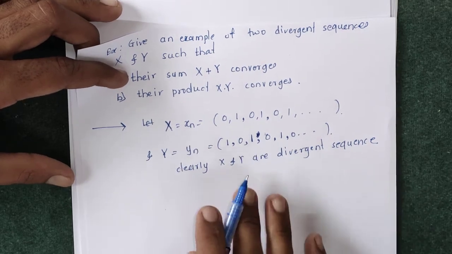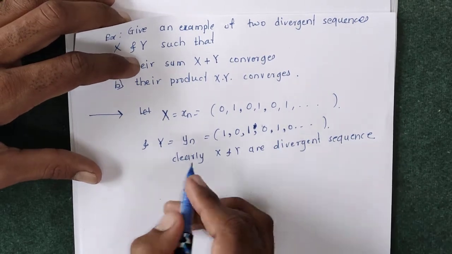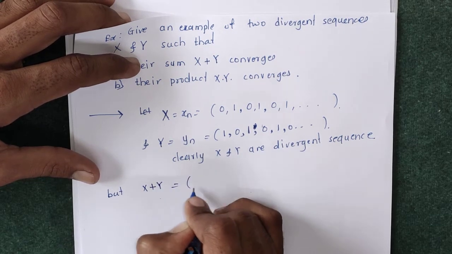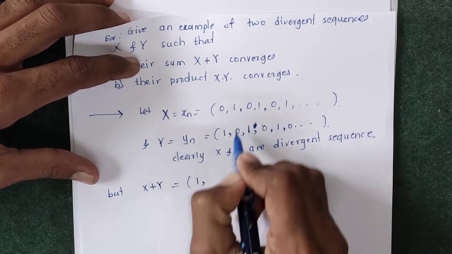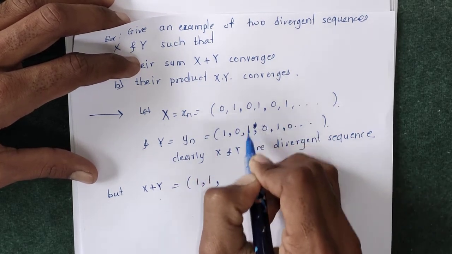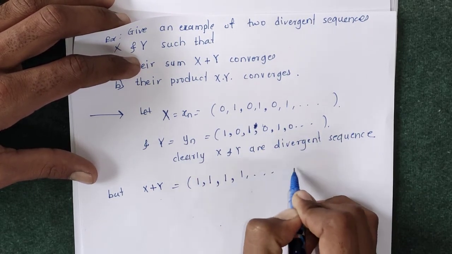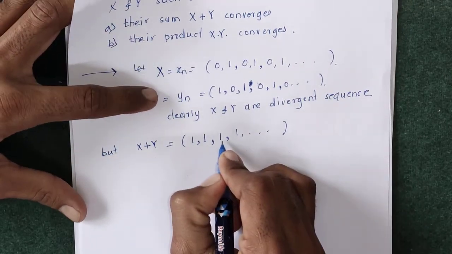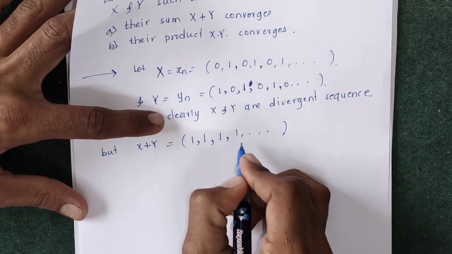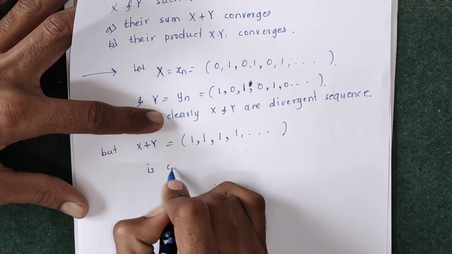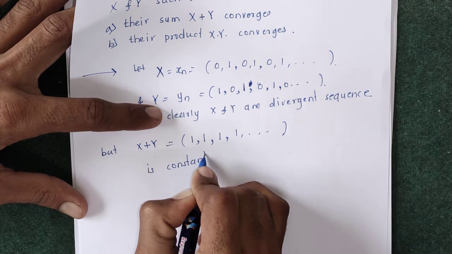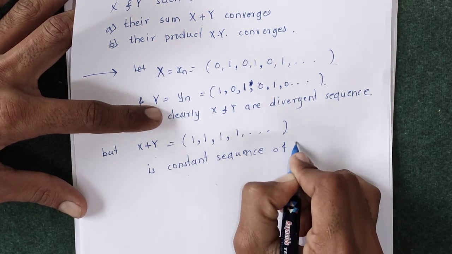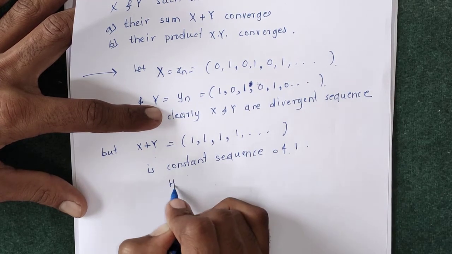So xn and yn are both divergent sequences, but if we take their addition x plus y, then 0 plus 1 is 1, again 1 plus 0 is 1, then 0 plus 1 is 1. So this is a constant sequence of 1, and clearly this sequence converges to the limit 1. Hence it is convergent.